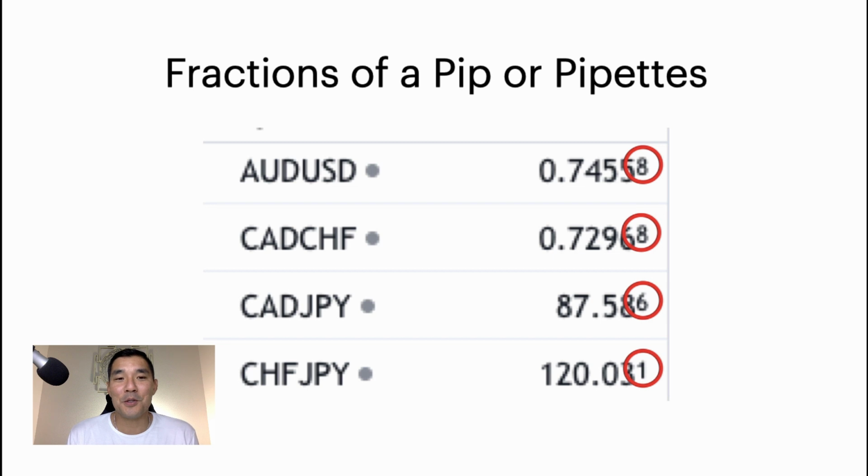Some brokers also show you the fractions of a pip, or a pipette, and you can see that as a small number here, as you would see on TradingView. For now, we're just going to ignore the pipettes or the fractions of a pip because they don't really help us understand what a pip is and how to calculate pips. It just makes it more complicated. So just ignore that for now.